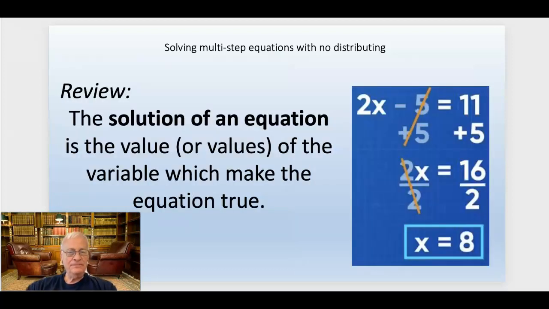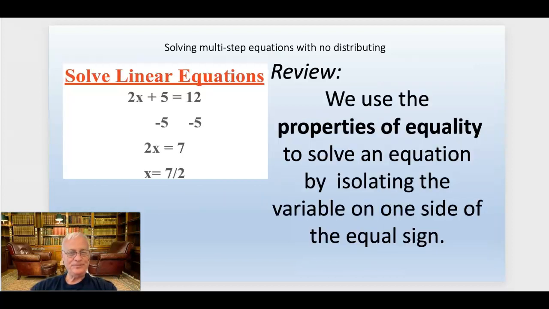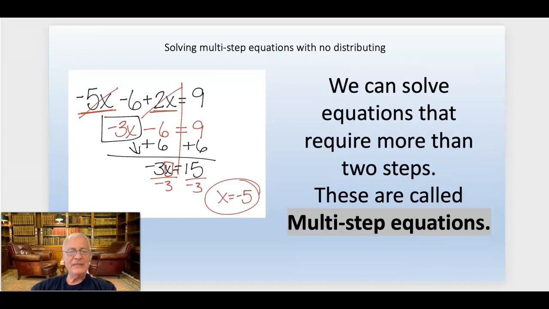Just to review, the solution of an equation is the value or values of the variable that make that equation true. That's why when we solve it, we isolate the variable on one side of the equal sign and get everything else to the other side. Again, we use the properties of equality and inverse operations to solve an equation by isolating the variable. Now, we've looked at one-step and two-step equations.